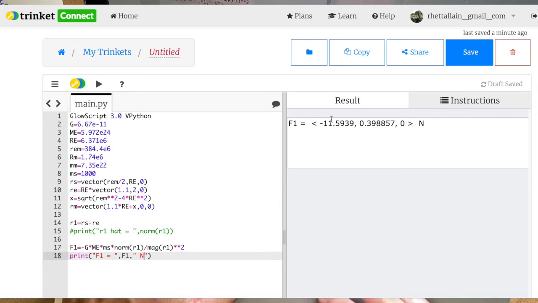So that's my first force on the spacecraft. It's not huge, you'll notice that, right? Because it's pretty far away from the Earth.